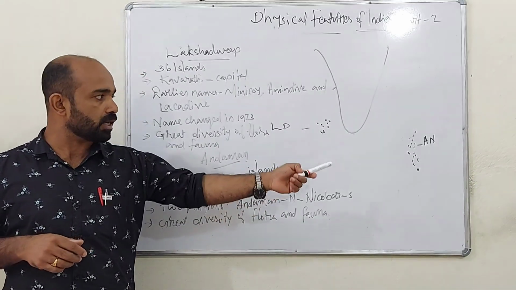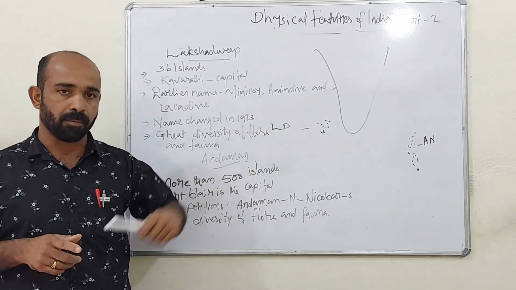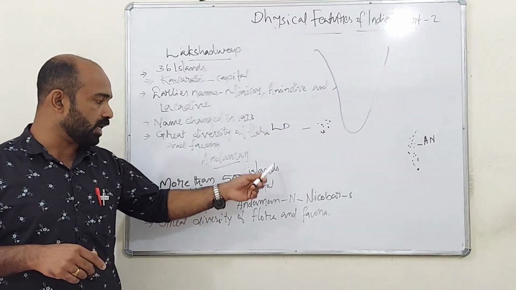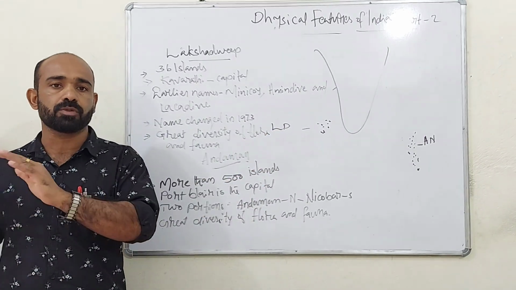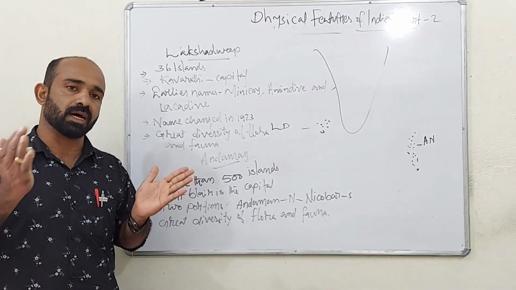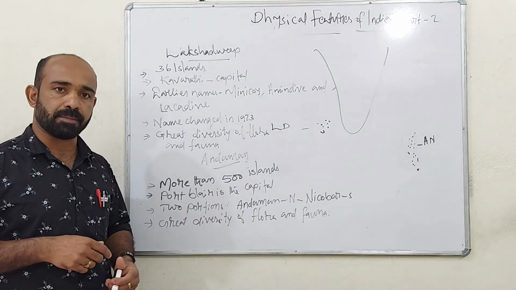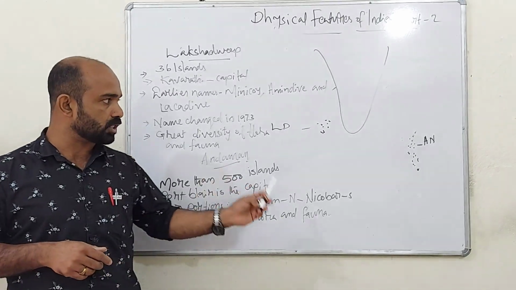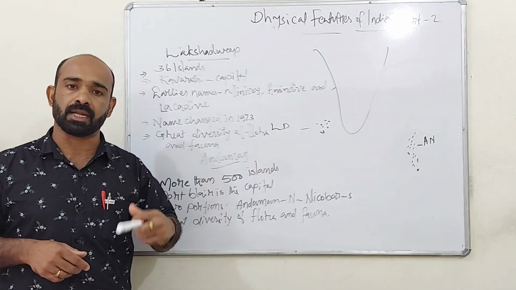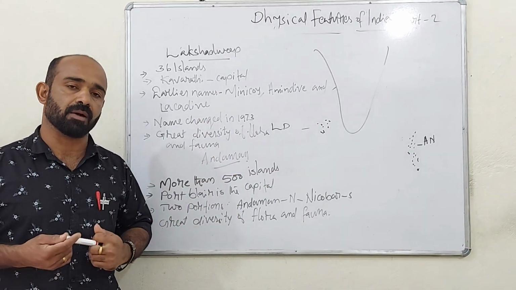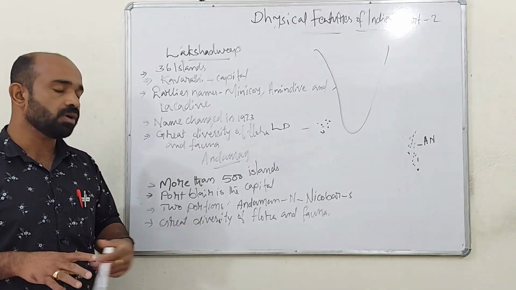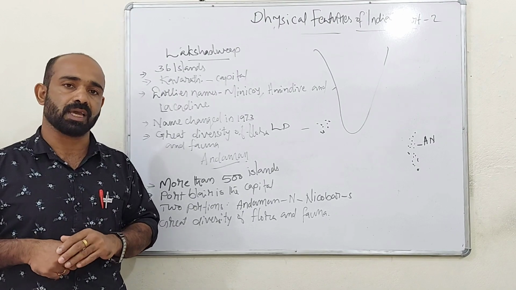Now let us talk about Andaman and Nicobar Islands. These island groups are located in the Bay of Bengal. Here more than 500 islands are there. In all the islands people are not living. Some islands are uninhabited. And Port Blair is the capital. This island group has two sections. The northern section is known as Andaman, the southern section is known as Nicobar Islands. And here also great variety of flora and fauna can be seen.